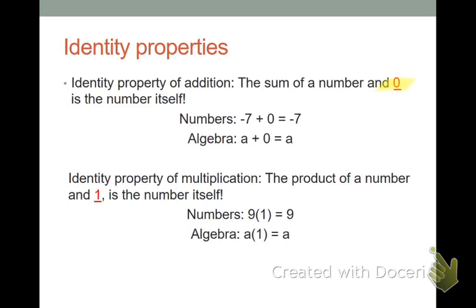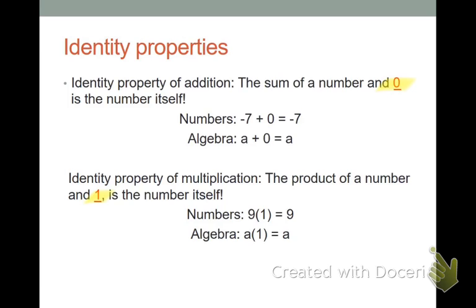The sum of a number and 0, which is the additive identity, is the number itself. With multiplication, the product of a number and 1, which is the multiplicative identity, is just the number itself. The reason why we call this the mirror property is because it's basically just a reflection of that number. Whether you're adding 0 to it or multiplying it by 1, the answer is just going to be that number. All right, so the identity properties.